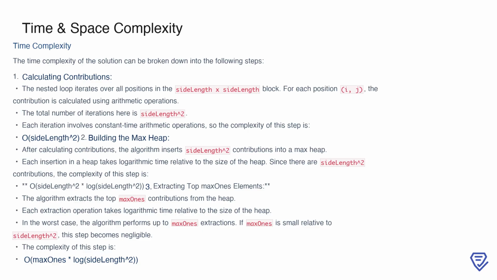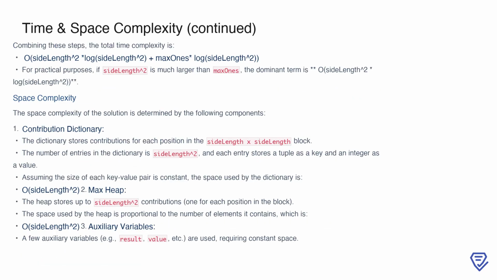Finally, we extract the top maxOnes contributions from the heap. Each extraction operation takes logarithmic time, and in the worst case, we perform up to maxOnes extractions. If maxOnes is small compared to side length^2, this step becomes negligible, but its complexity is O(maxOnes * log(side length^2)). Now, combining all these steps, the total time complexity of the solution is O(side length^2 * log(side length^2) + maxOnes * log(side length^2)). For most practical scenarios, where side length^2 is significantly larger than maxOnes, the dominant term is O(side length^2 * log(side length^2)).